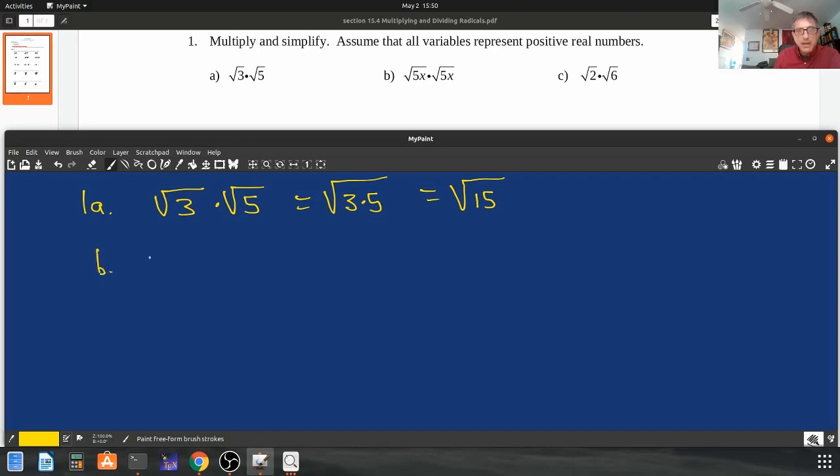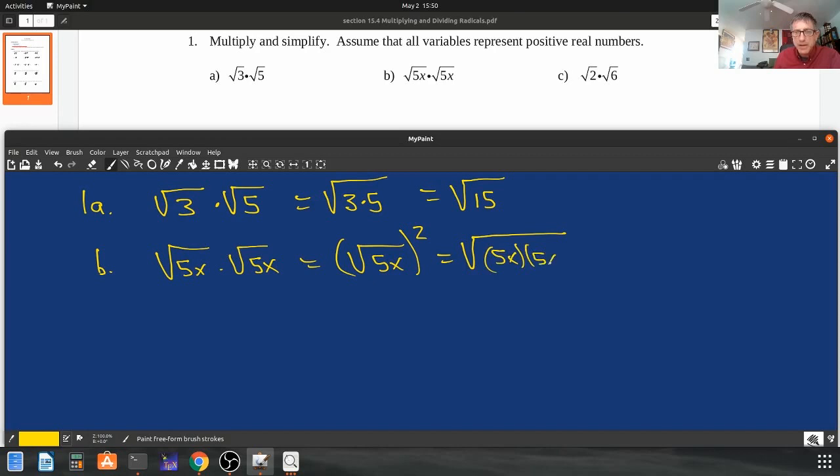B, we have the square root of 5x times the square root of 5x. Well, that's just another term for the square root of 5x squared. At any rate, I just wanted to throw that in there so you understand that the square root of 5x times the square root of 5x is a number, and I hope you can see from this what the answer is going to be. But we're going to use the product rule. It's 5x times 5x under the square root.